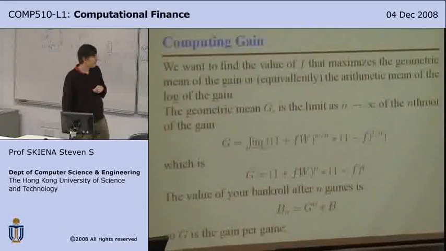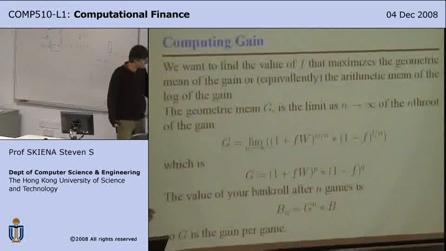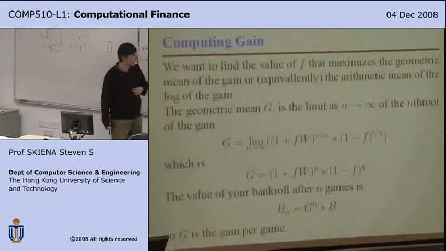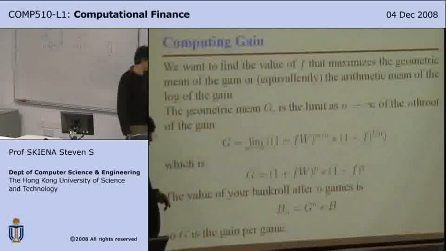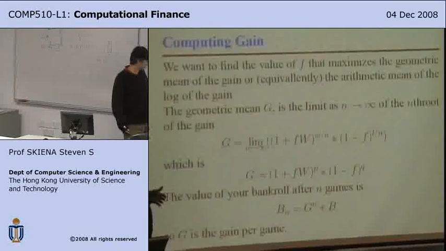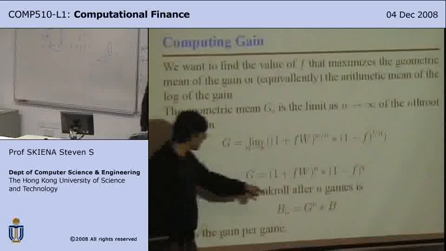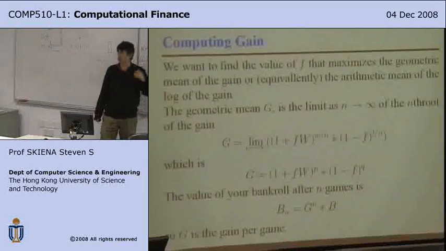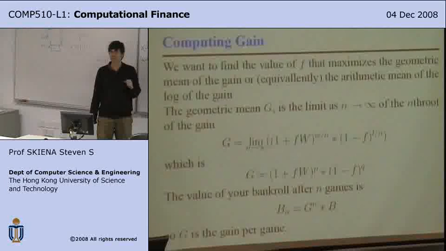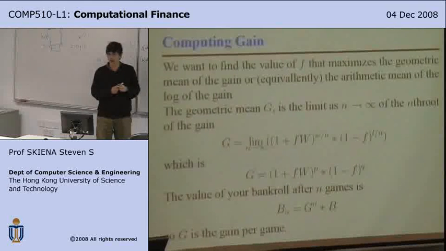The neat thing is, just like we talked about the value of the geometric mean when we count your bankroll, if you play this game n times, your expected rate of growth, your expected rate of gain, is g raised to the n. It's like the annualized return here. That's what the geometric mean does.